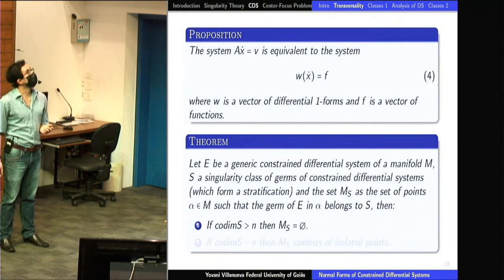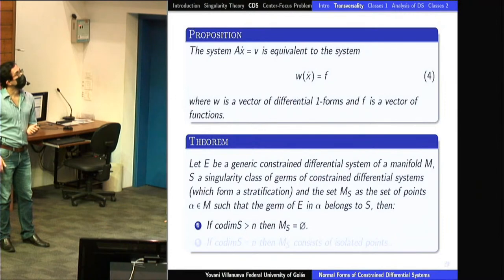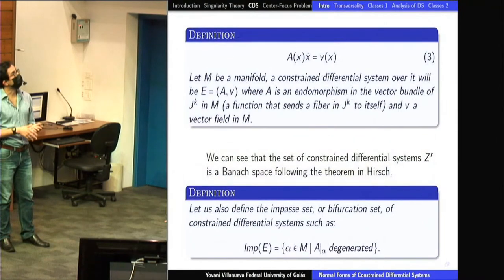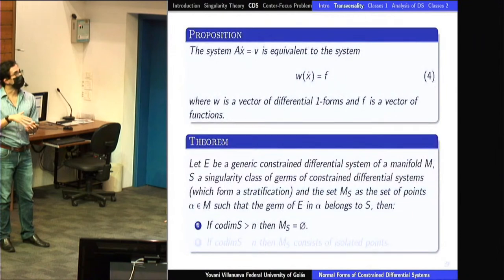We can transform this differential system in a form to get something similar to differential form. Using this, we can multiply this system by a vector of differential form. So in the left part, we get again a vector of differential form. And in the right side, we get a vector of functions.